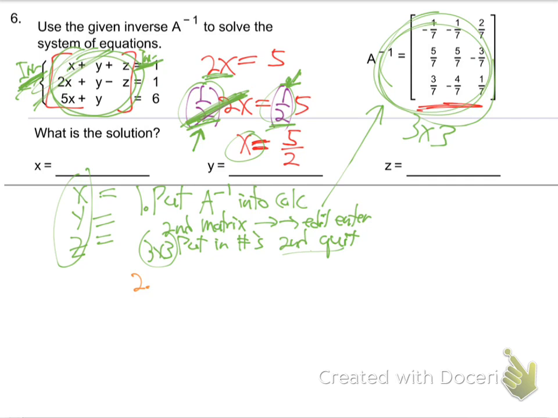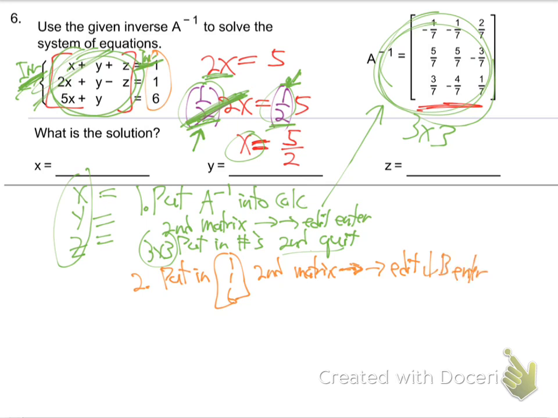Second step, now that you have that in there, you've got to put in the 116, the right side, into B. So hit second matrix, go over to edit, and go down to B and hit enter. We're going to call this matrix B on the right side here. So A is the left side, and this will be B. You can call it whatever you want. It's just a name.